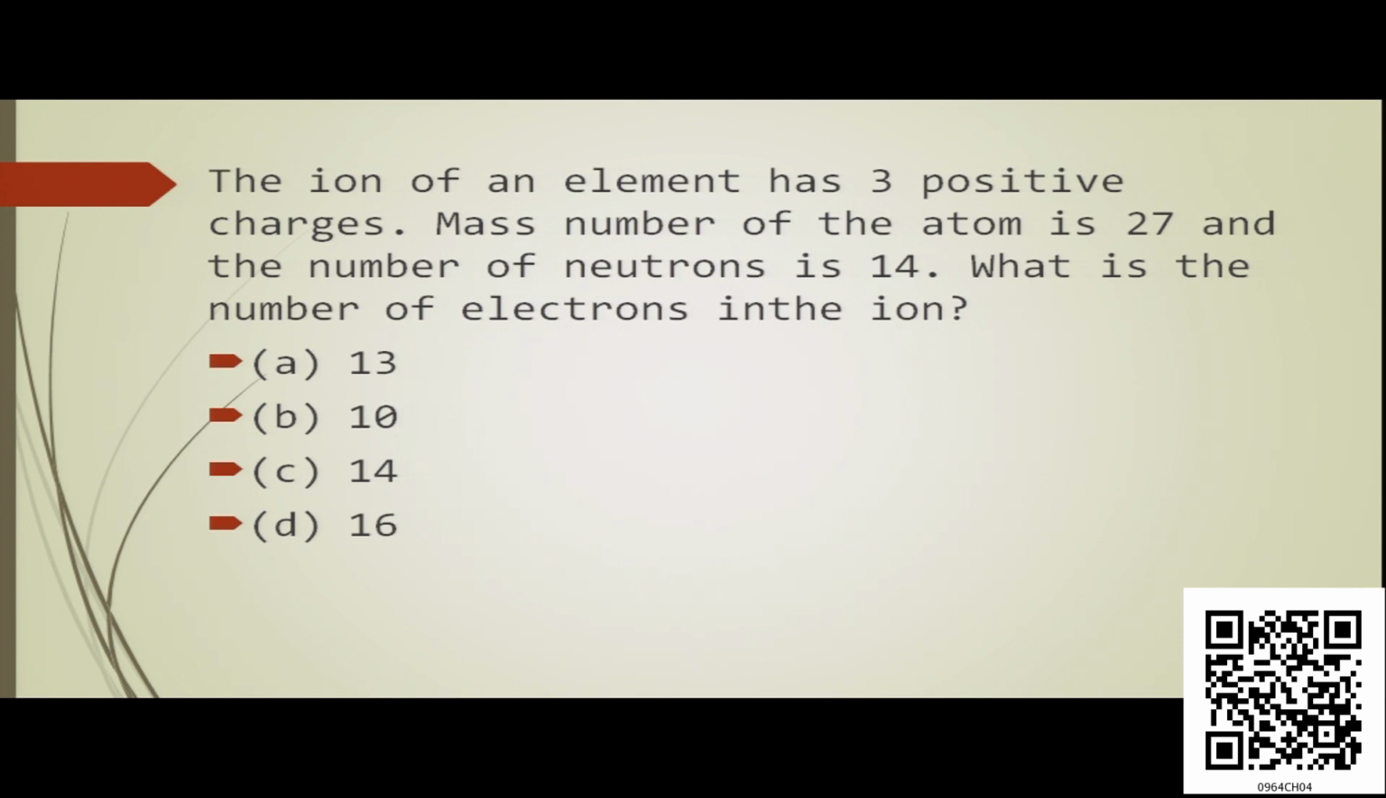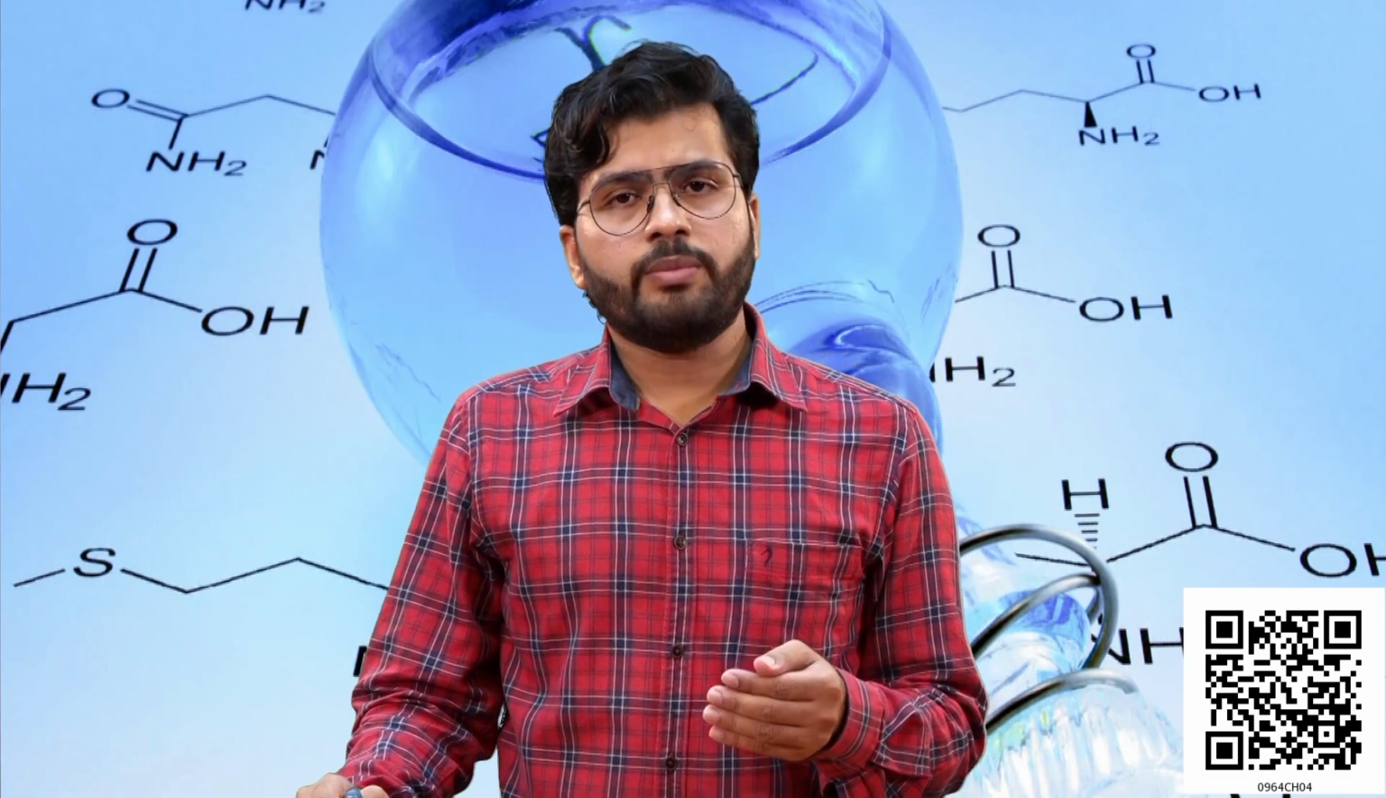The ion of an element has 3 positive charges. That means that particular atom has lost 3 electrons. After losing 3 electrons, it becomes 3 positive. Mass number of the atom is 27 and number of neutrons is 14. So from the mass number, if you subtract the number of neutrons, you can find the number of protons. 27 minus 14 gives 13 protons. So 13 protons means a neutral atom of that element will also contain 13 electrons.